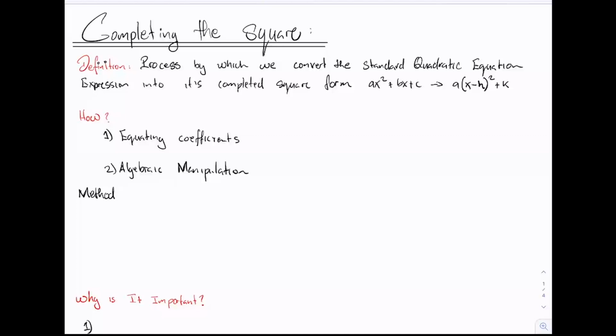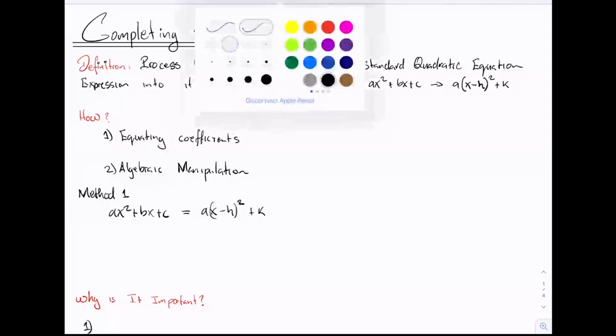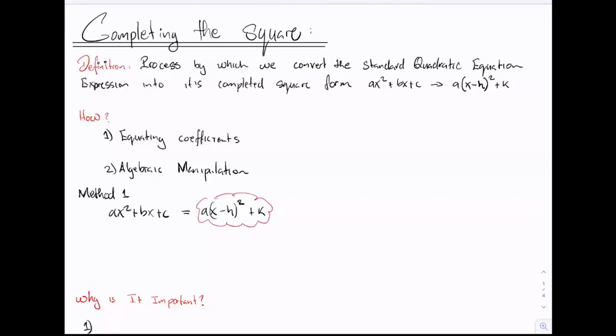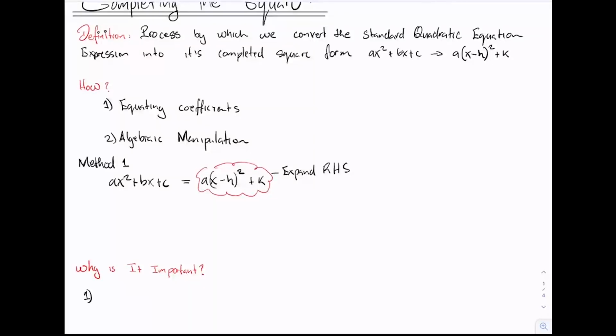When we talk about equating coefficients, we're basically saying, let's take ax squared plus bx plus c and equate that to a(x minus h) squared plus k, and expand the right-hand side. Then we're going to equate the coefficients from the left-hand side with the coefficients from the right-hand side. Here, a is the coefficient of x squared, b is the coefficient of x, and c is called our constant coefficient.